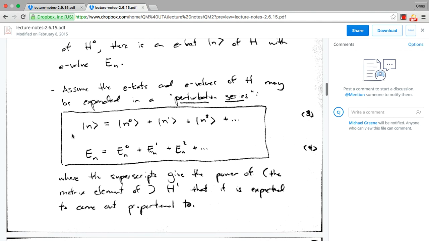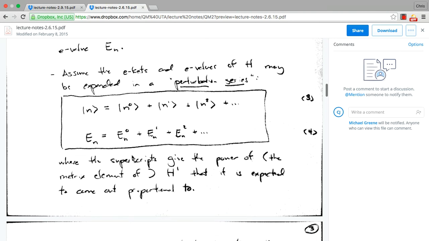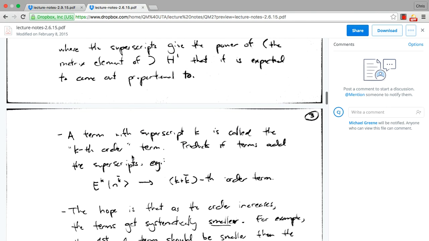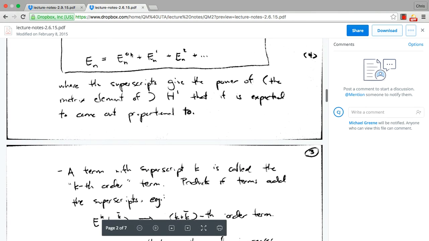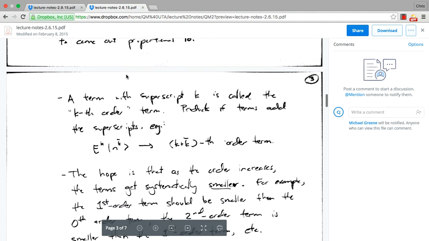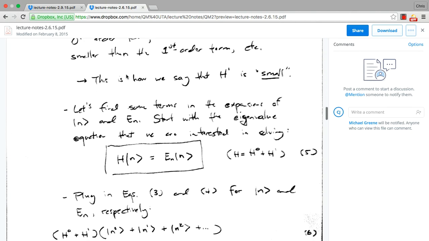We said that the basic idea is that the solutions, in other words, in our language, the kets, we can write them out as perturbative series, where the first term is going to be the solution to the simple piece of the Hamiltonian, and the eigenenergies can also be written as a perturbative series, right? And the superscripts are put on here just as a bookkeeping convention, so you can keep track of the number of times the perturbation comes into play.